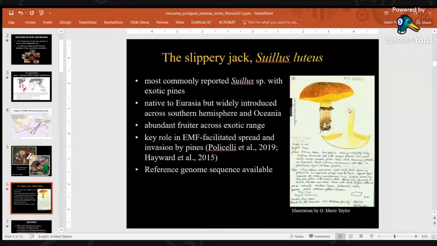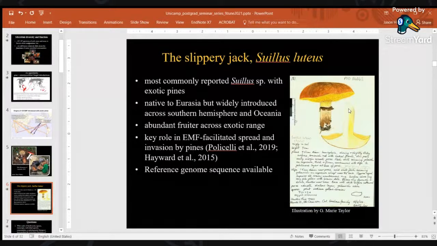One particular species that is going to receive special focus in this talk and in some of this work is Suillus luteus, which is one of the slippery jack species. It is the most commonly reported mushroom in many places where pines have been introduced into the Southern Hemisphere.